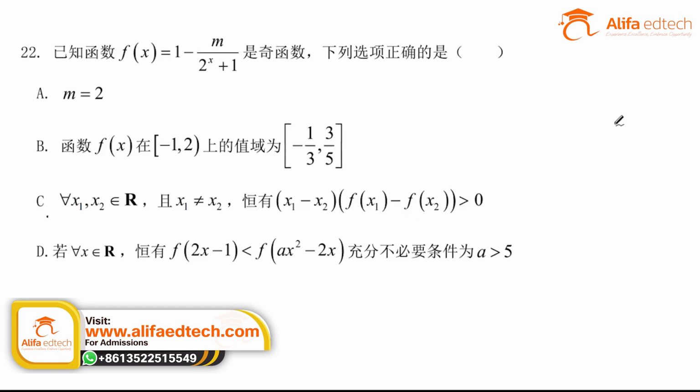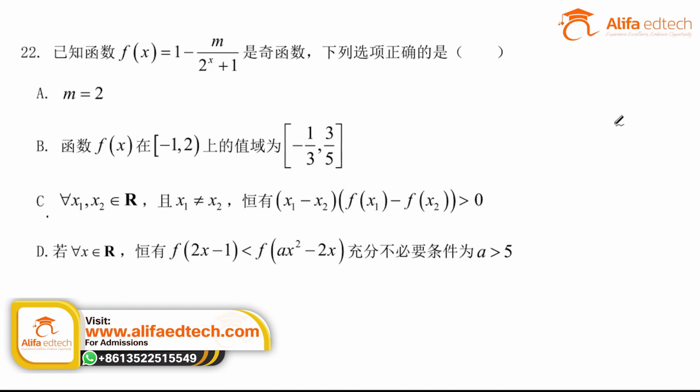Hello everyone. Today let's look at a comprehensive practice problem related to functions. First, let's read the question. The question tells us that f(x) is an odd function and then asks us to determine which of the following conclusions is correct. Alright, let's look at the first one, which asks us to find the value of m.